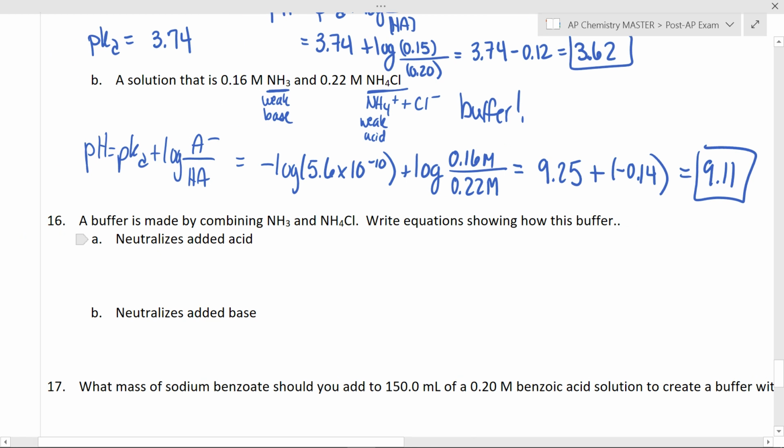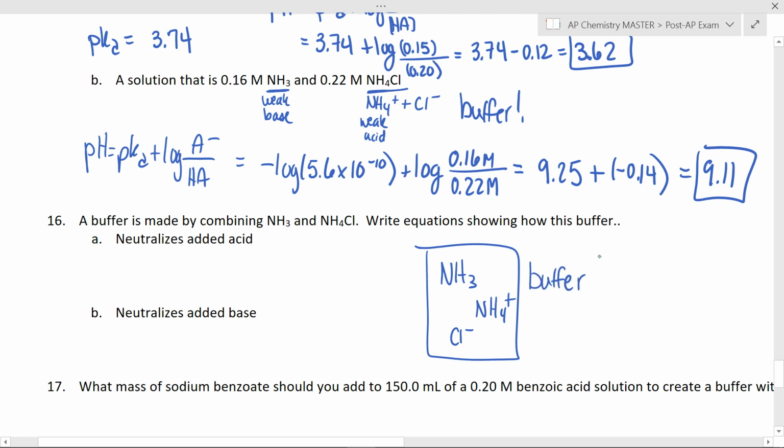And let's see, how does a buffer work? Well, let's imagine that we took this buffer that we just made up, and the buffer contains NH3, and it's also got some dissolved ammonium chloride. So this is what it's going to look like in the solution. That's my buffer. What's the chloride doing? Nothing. Chloride is just a spectator. It's just hanging out, not really doing anything.